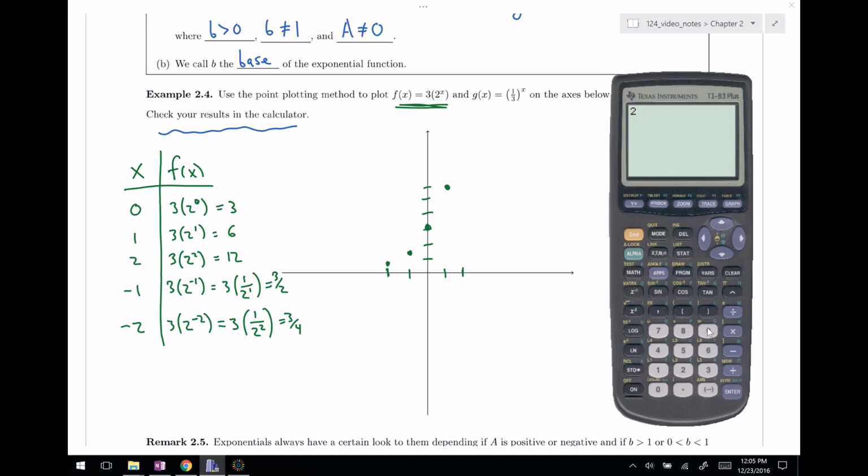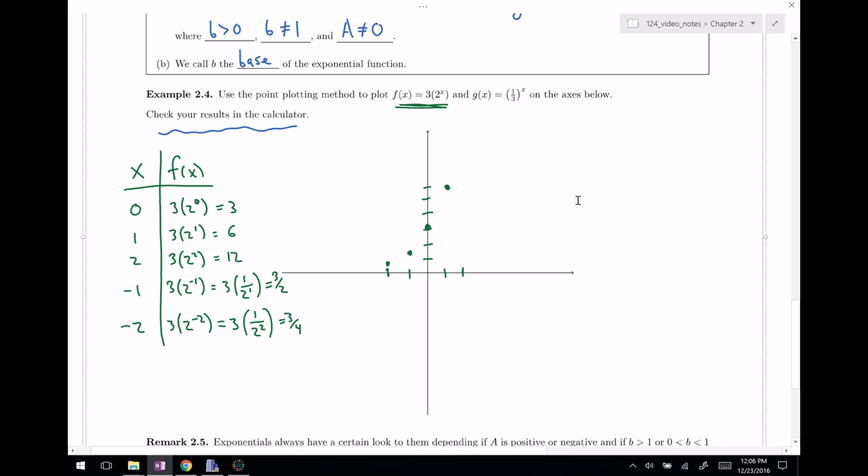So 2 raised to, then you have to use parentheses here. Parentheses, negative 2. Close parentheses. Hit enter. 0.25, so that's the same thing as 1/4, right? And let's go ahead and multiply that by 3. And so you can see our final answer should be indeed 3/4, or 0.75. So yes, this does work out, but it's nice to be able to do these things by hand sometimes.